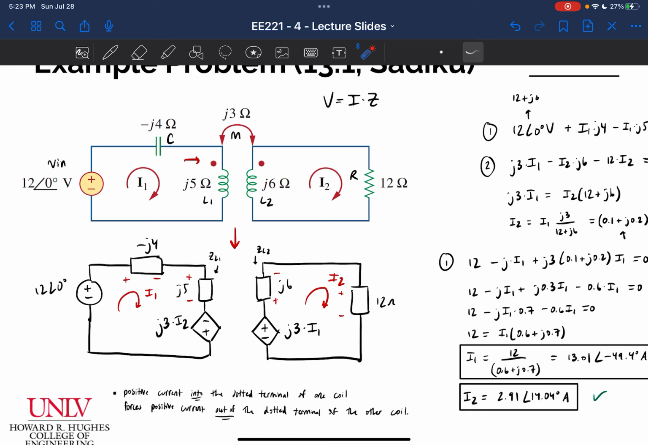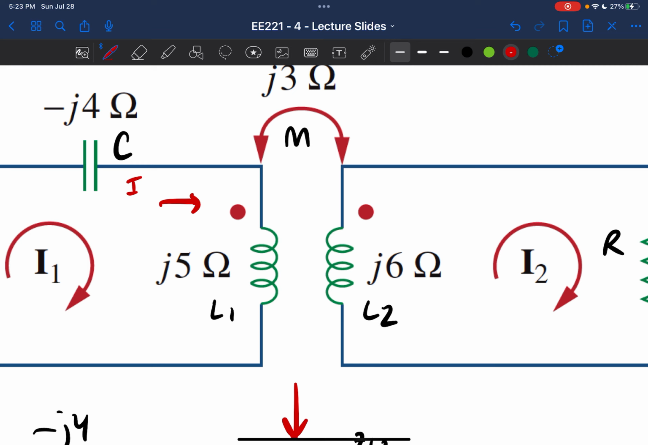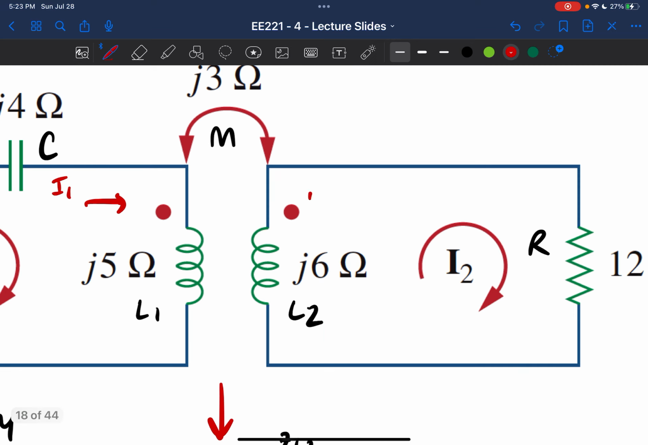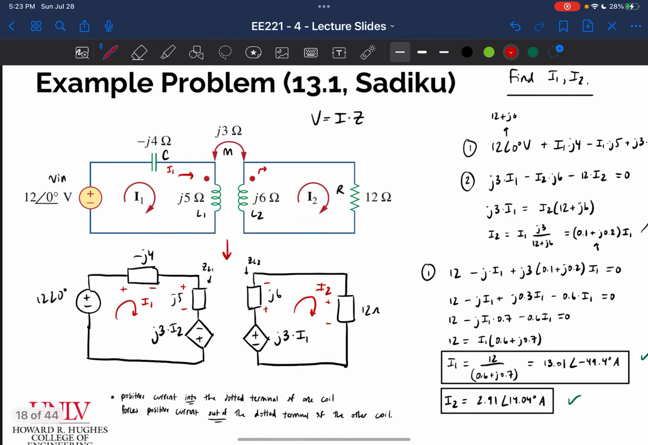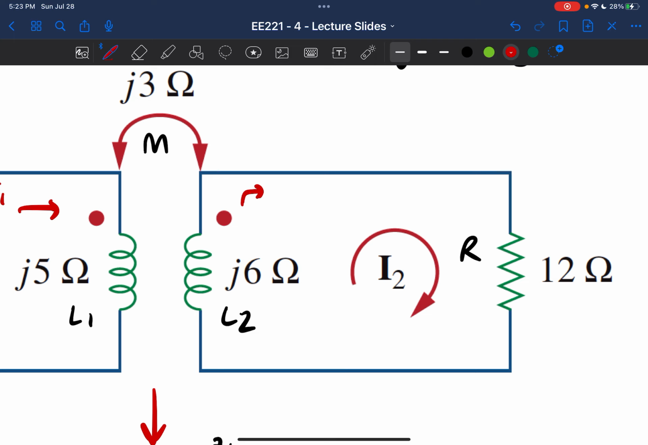So again, let's come back to the dot convention. I have a current I1 flowing into the dotted terminal here. That means I'm going to push a current out of the dotted terminal on the other coil. That's what this dot convention statement says. Positive current into the dotted terminal of one forces positive current out of the dotted terminal of the other. Okay, so that current is going to get forced out of that dot. That is the induced current.